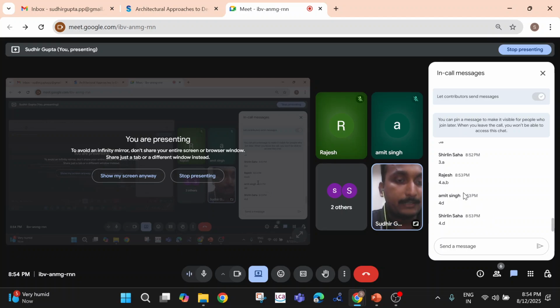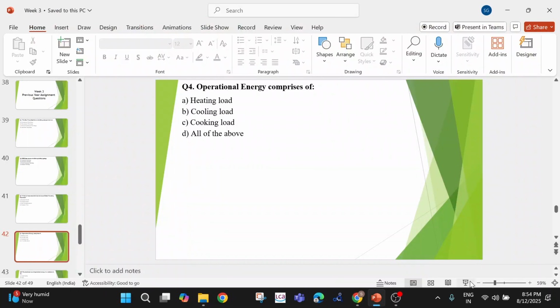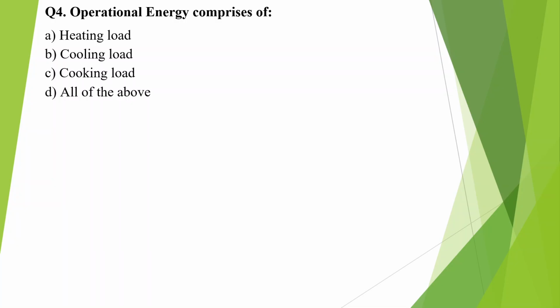From here I can see that some have opted for A and B, and Amit and Sylvine have opted for option B. So the correct answer for this question is option D, all of the above. Whoever has opted for D must have scored full marks in this particular question.